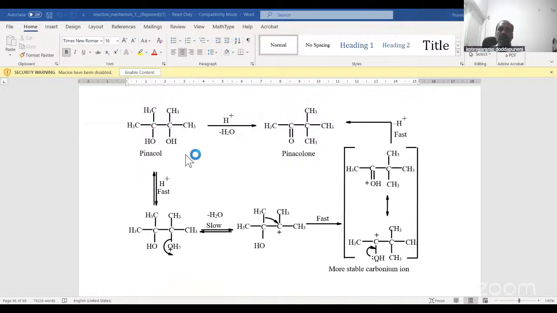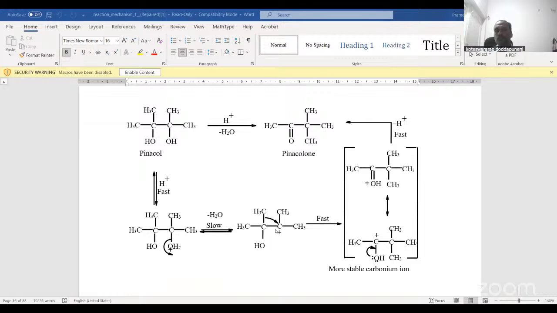The mechanism is: on treating with acid, the OH group is protonated. On protonation, it undergoes cleavage with the sigma bond pair of electrons. This sigma bond pair of electrons is taken by the water molecule, which leads to the elimination of water along with carbocation generation. After formation of this carbocation, it undergoes rearrangement.